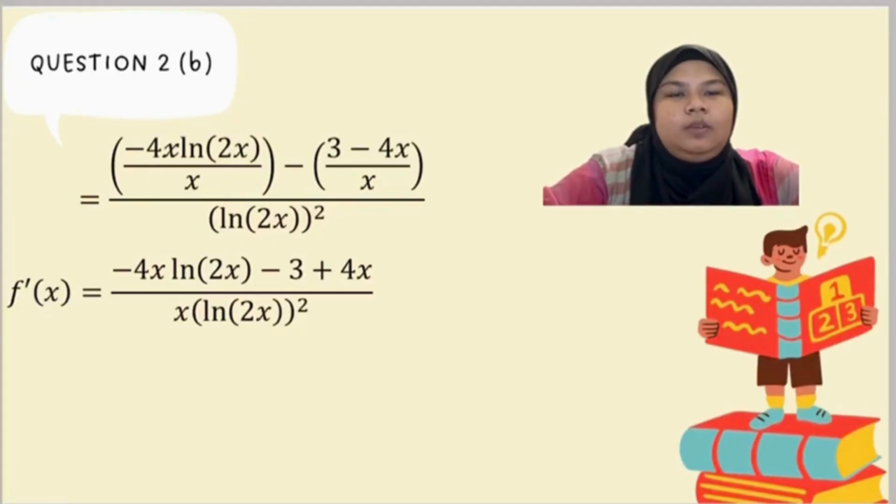Put the expression back into the full derivative and the denominator is still the same. So, the final answer is f prime x equal to negative 4x ln 2x minus 3 plus 4x over x (ln 2x) squared.